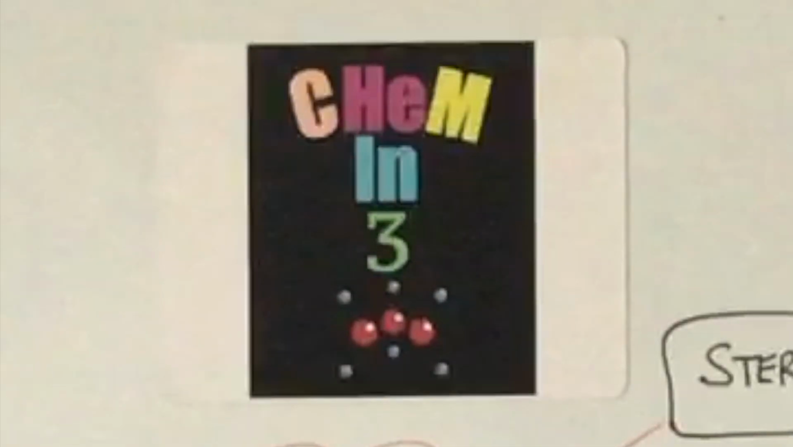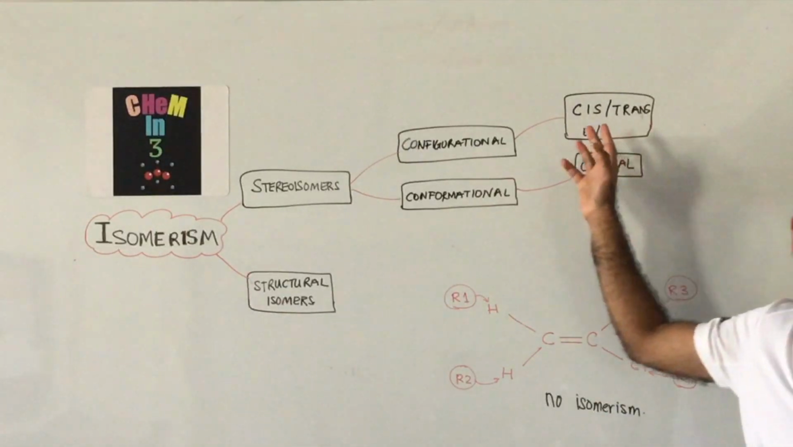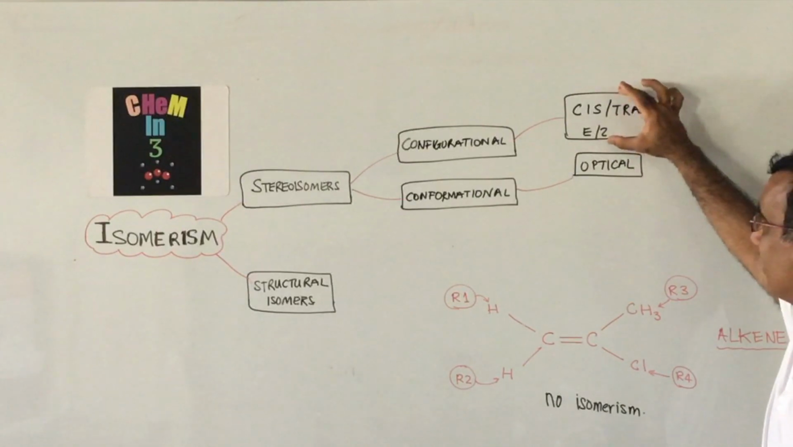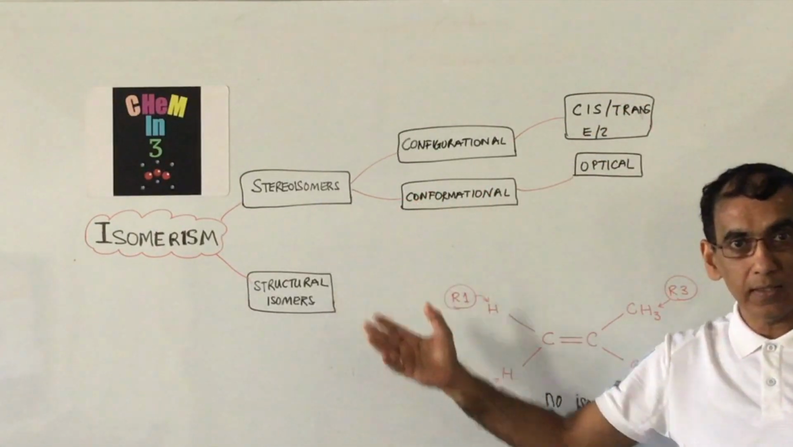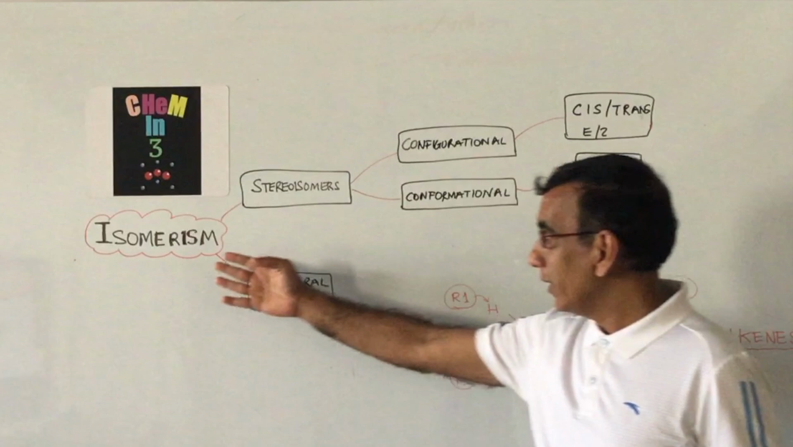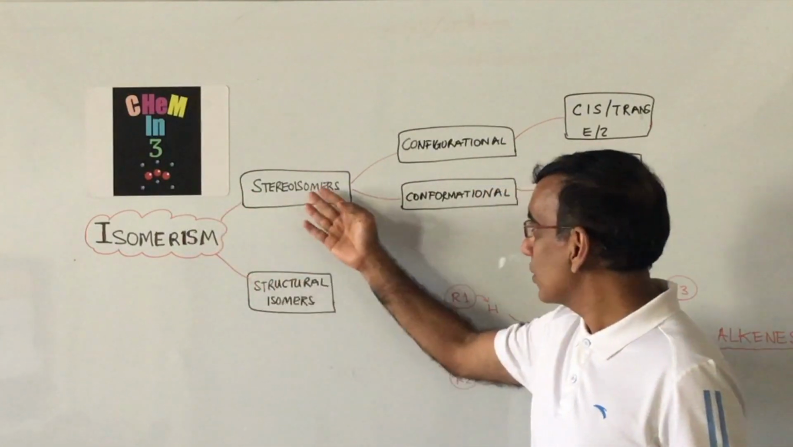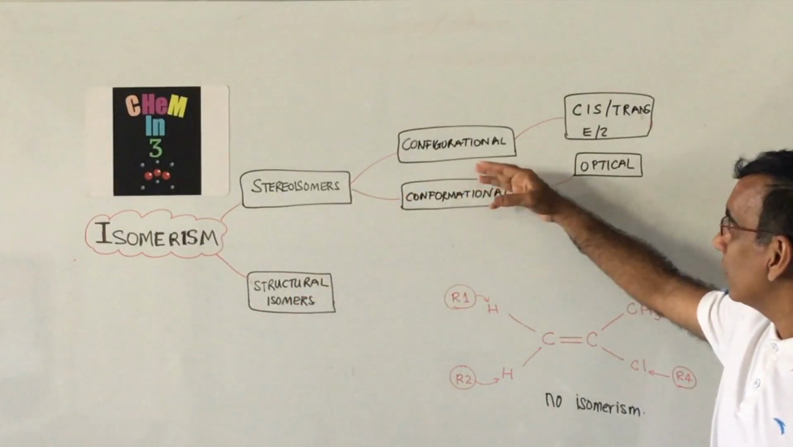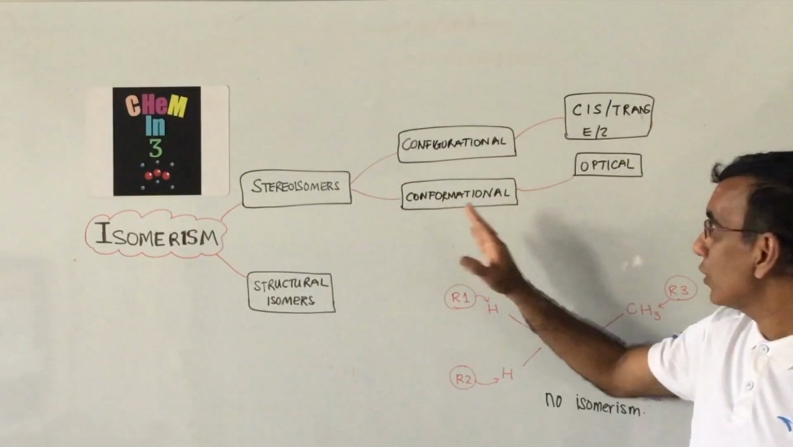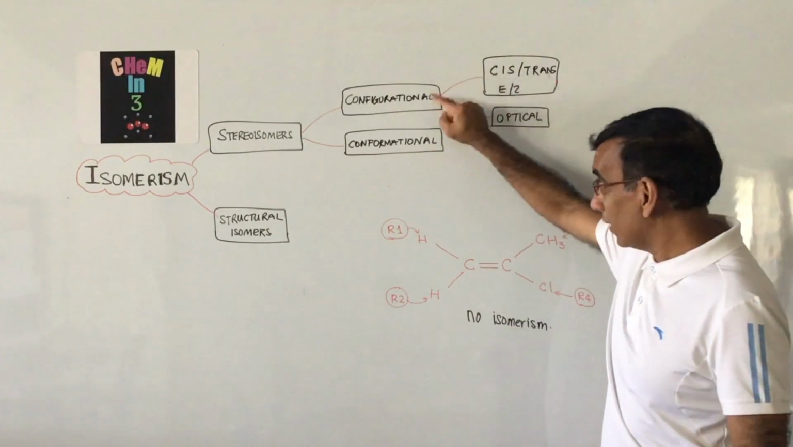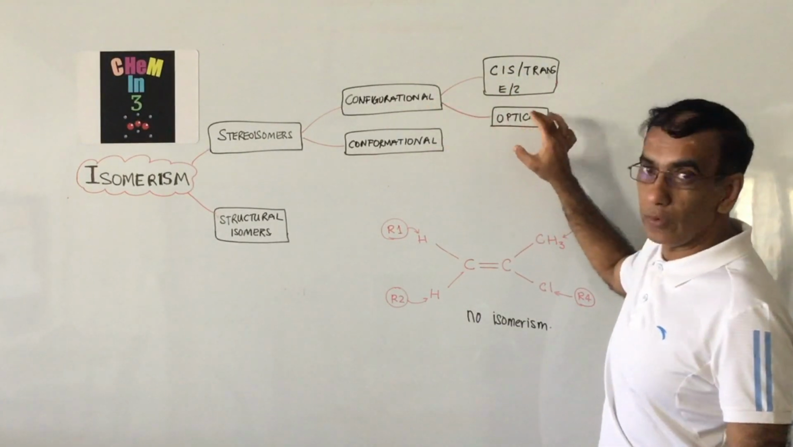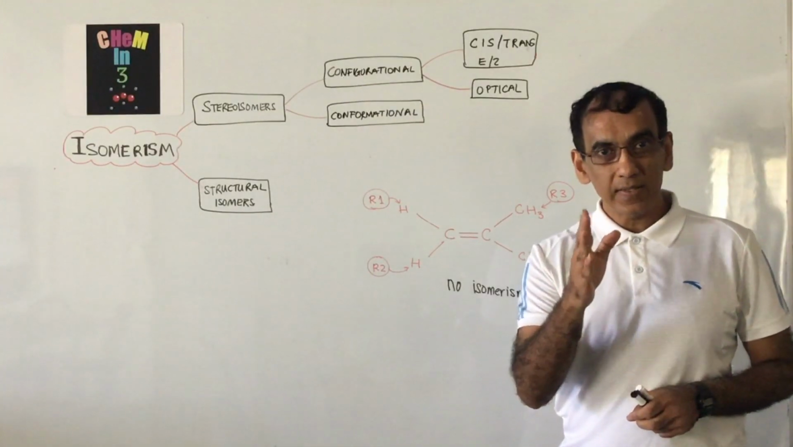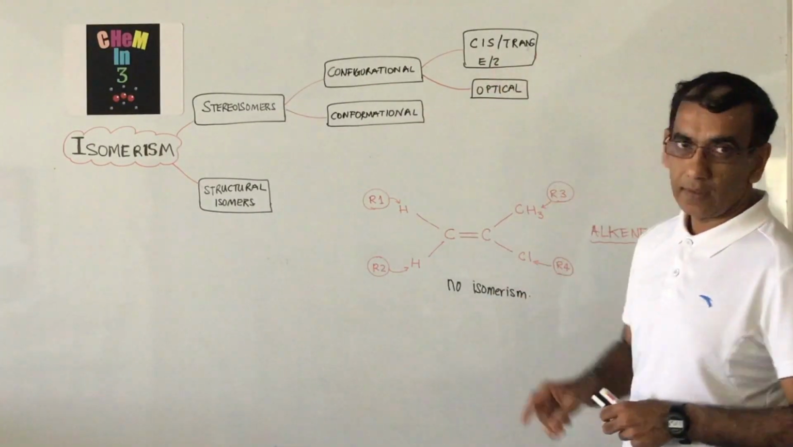Today we look specifically at cis-trans or EZ isomerism, which is just one of the types of isomerism that we will be studying in IB chemistry. We'll be dividing isomerism into stereoisomers and structural isomers. And stereoisomers can be divided into configurational and conformational isomers. And configurational isomers is subdivided into optical isomers, and cis-trans, or following the IUPAC, EZ isomers.